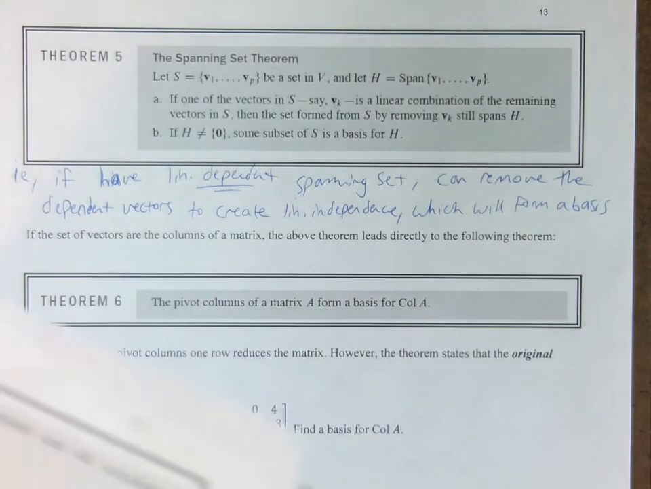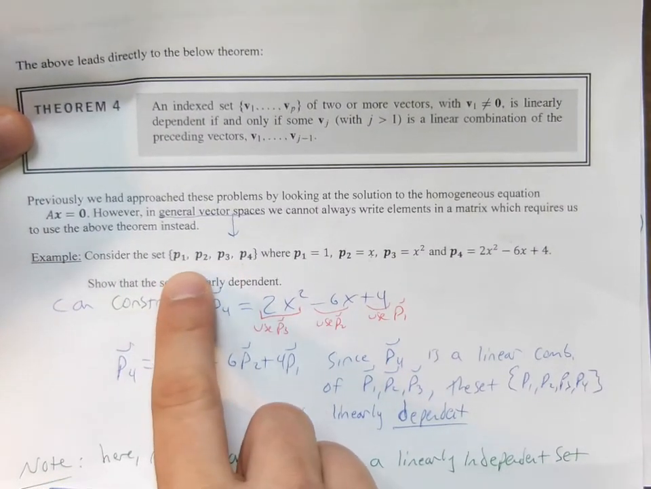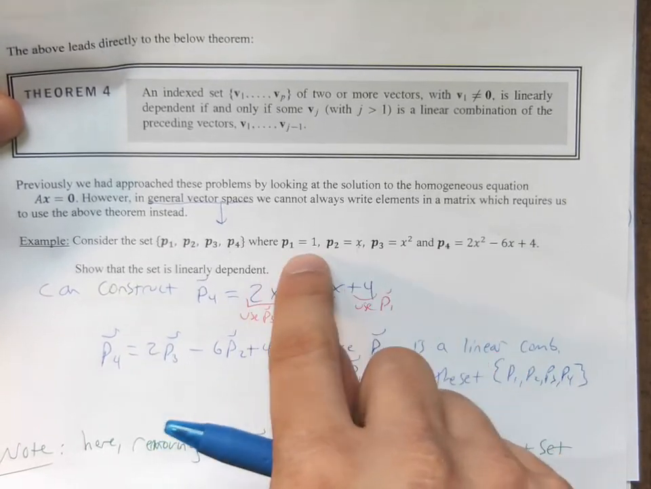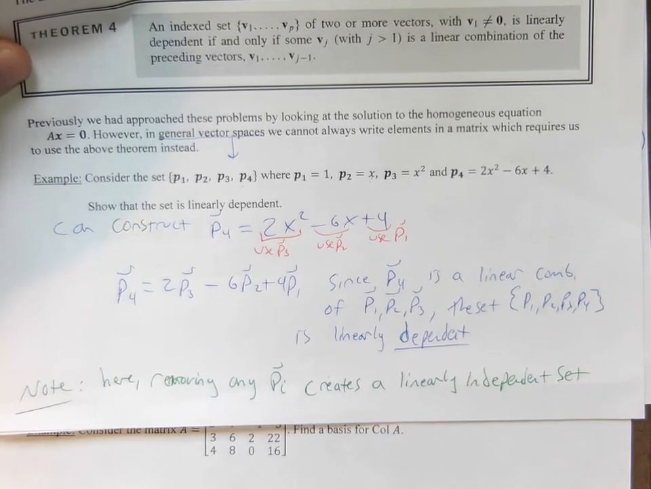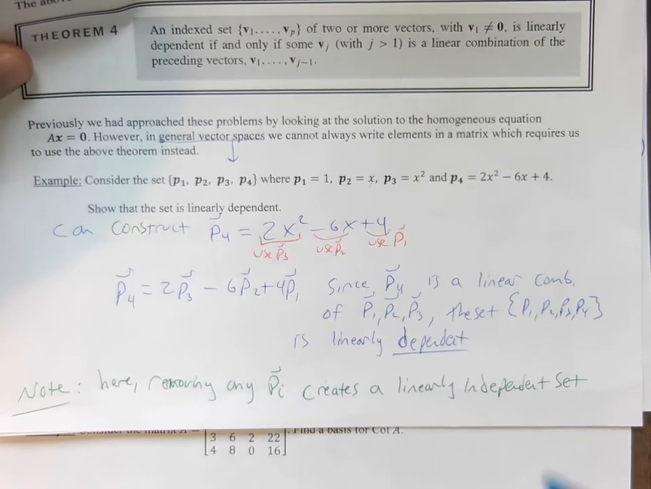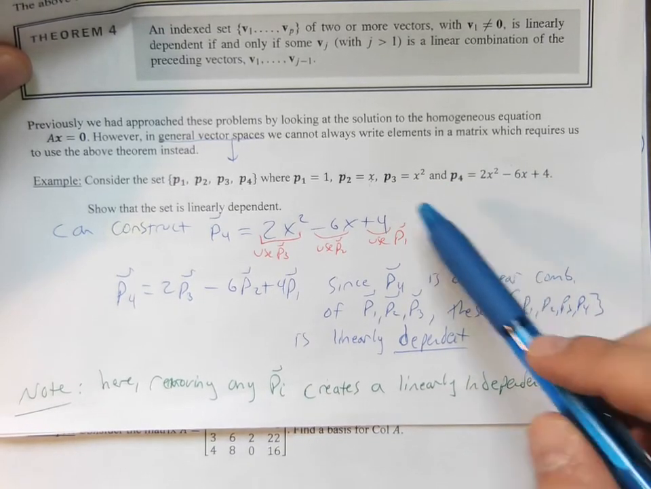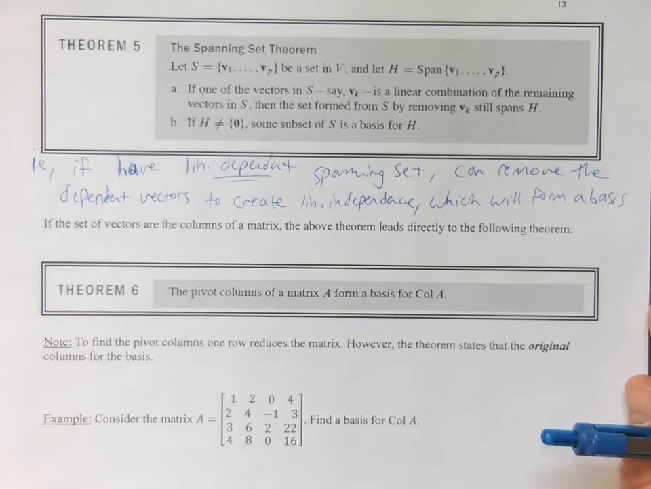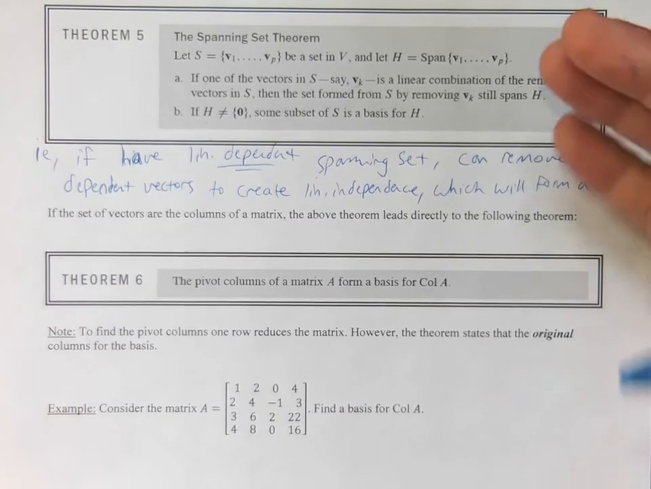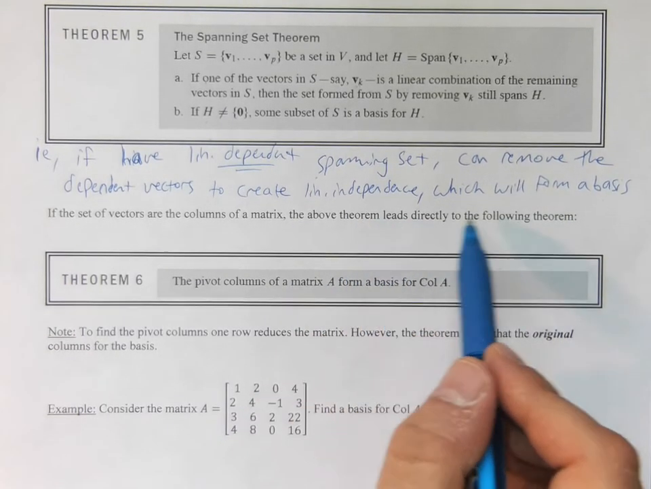And we already saw that idea on the first page, where we said this set is not linearly independent because P4 is a linear combination of the first 3. But what I had said was, well, you can remove one of them, and then you would have a linearly independent set. It doesn't necessarily span the space, but it's that same idea. It's saying if we have too many vectors, we can remove some to create linear independence, which will make a basis. And so that leads directly to this theorem.